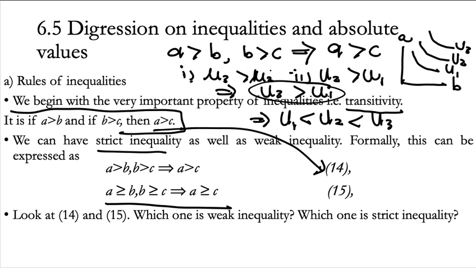Okay, I can easily put in an equal sign, then it becomes weak inequality, isn't it? All right. If I don't put an equal sign, then it becomes strict inequality. All right. So this is the basic idea about the concept of transitivity. Now let's look at the rules of calculation for inequalities and also absolute values after this.